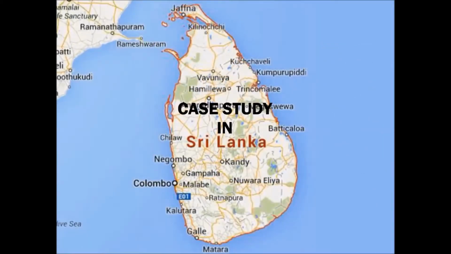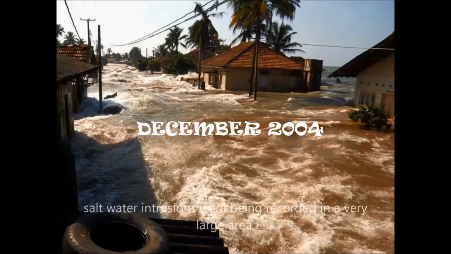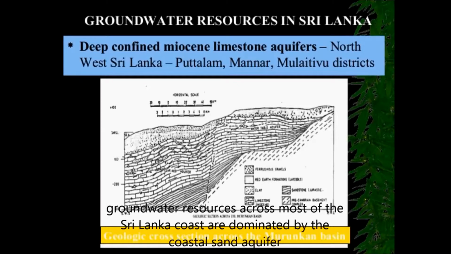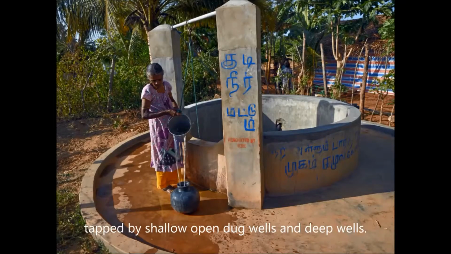Next, case study in Sri Lanka. In December 2004, after a tremendous disaster, the tsunami, saltwater intrusions were recorded in a very large area. Confined Miocene age limestone aquifers exist along the northern and northwest coast and throughout the Jaffna Peninsula. Groundwater resources across most of the Sri Lanka coast are dominated by the coastal sand aquifer with an estimated total area of 1,800 km squared, tapped by shallow open dug wells and deep wells.